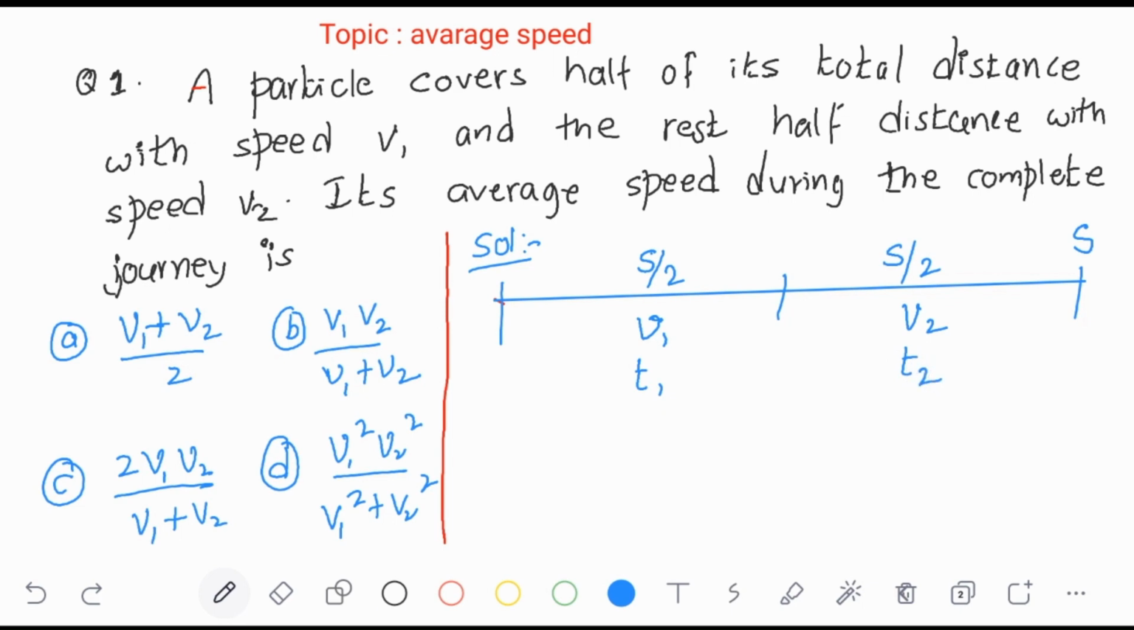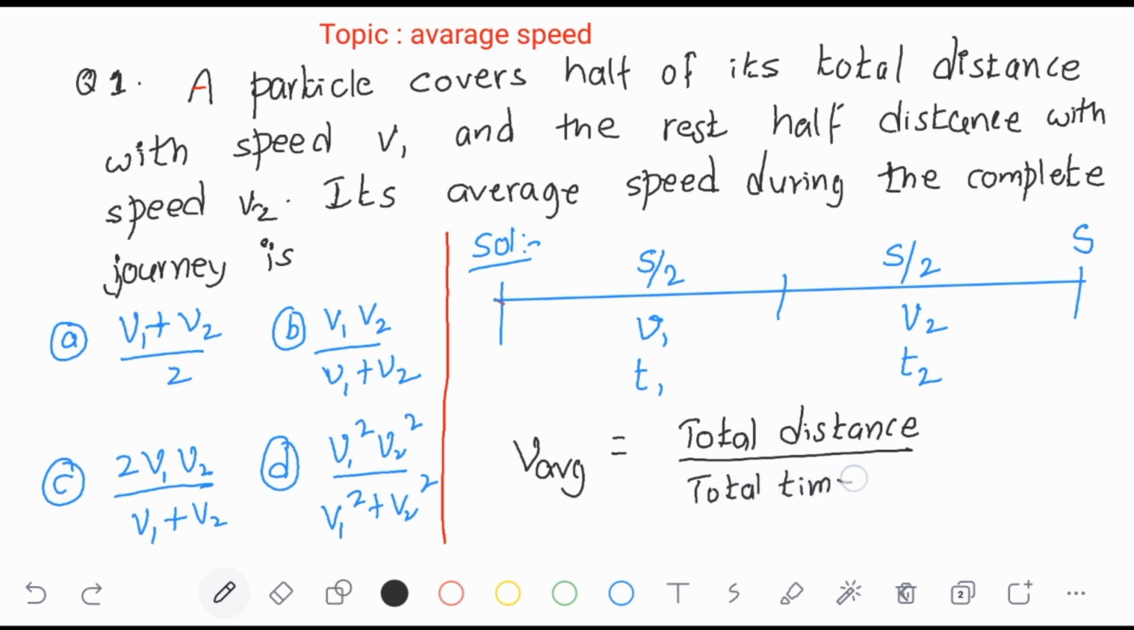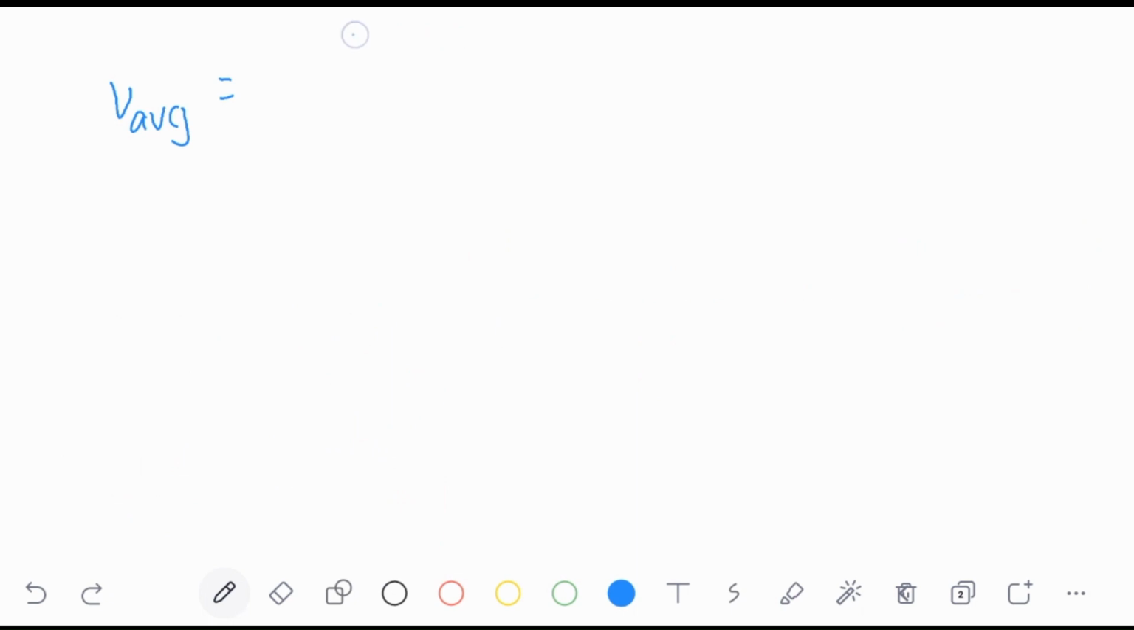Now we shall look at the average velocity formula or average speed formula, which is total distance divided by the total time. So average speed is total distance s and the total time is t1 plus t2. Now we need to find out what t1 and t2 are.